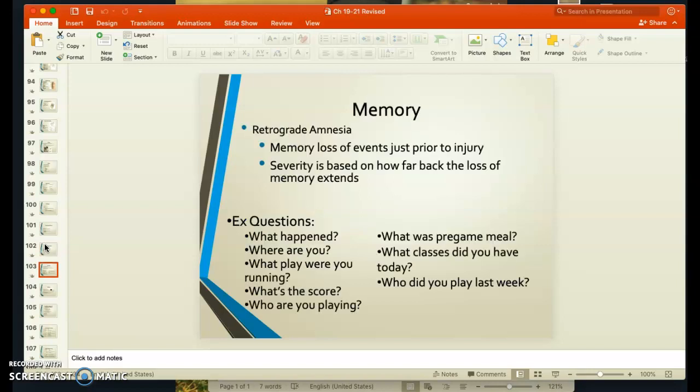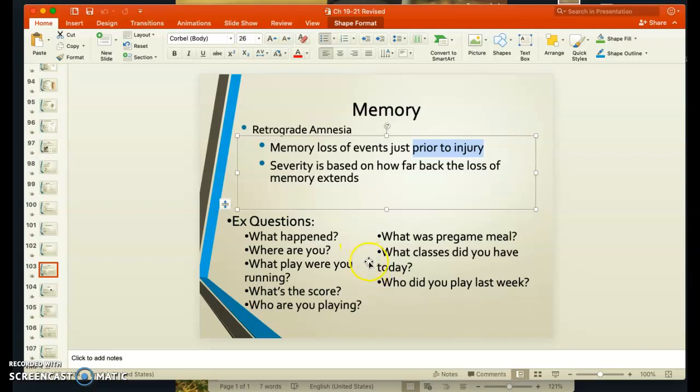All right, memory. Memory loss is a major symptom following a head injury, and we can group memory loss into two categories, either retrograde or anterograde. Retrograde is you lost track of events prior to that injury. So you can't remember what happened before. For example, they might not be able to tell you what they had for breakfast today, what their class schedule was, maybe where their room is. Sometimes they don't remember a couple hours of the day. Other times that might be months, and in severe cases, maybe even years.